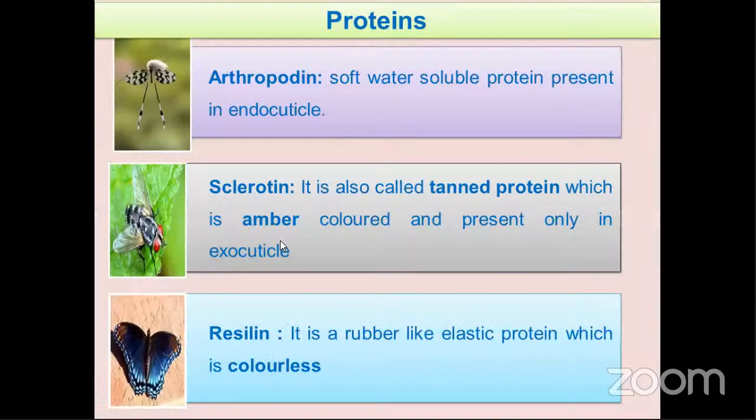Next one, proteins. Second character, protein. There are 3 types of proteins: arthropodin, sclerotin, and resilin. Arthropodin is present in the endocuticle. Sclerotin is present in the exocuticle. Resilin is a rubber-like elastic protein.